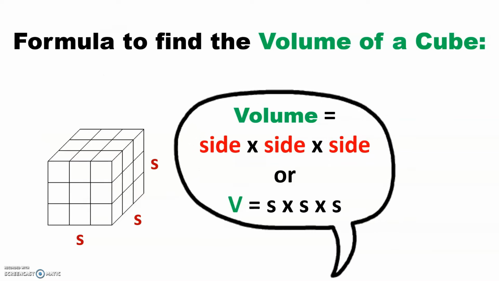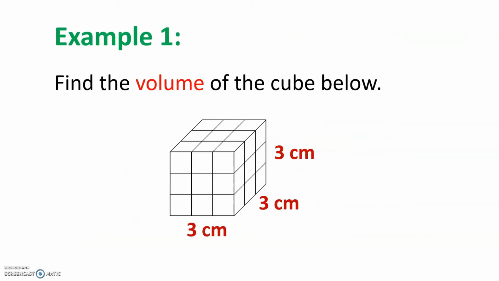Now let's focus on our topic, which is finding the volume of a cube. Take note that to find a volume of a cube, we use this formula, which is volume is equal to side times side times side. Or in symbols, that is V is equal to S times S times S. Now let's have some examples.